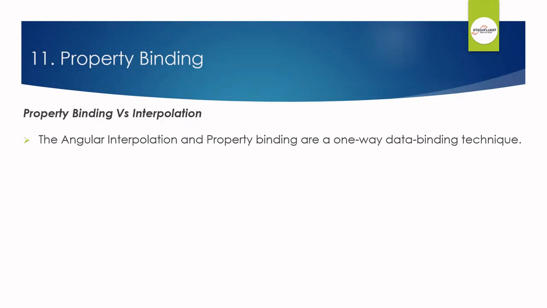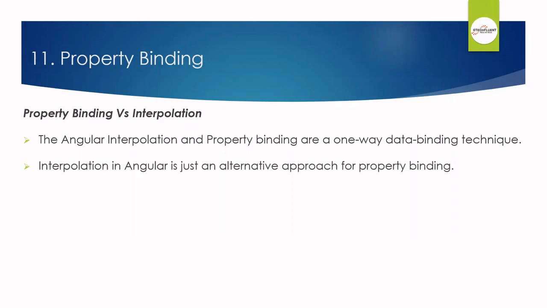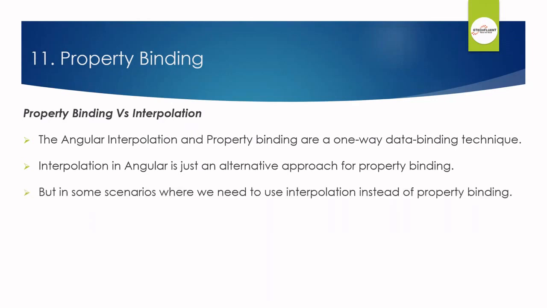Now we may have one question: we can achieve the same thing using both property binding and Angular interpolation, so what is the difference between them and when to use which? Interpolation in Angular is just an alternative approach to property binding, a special type of syntax that converts into property binding. But there are some scenarios where we need to use string interpolation instead of property binding. For example, if you want to concatenate a string, then you need to use Angular interpolation instead of property binding.